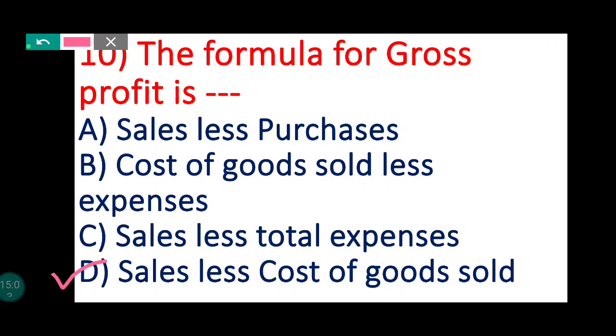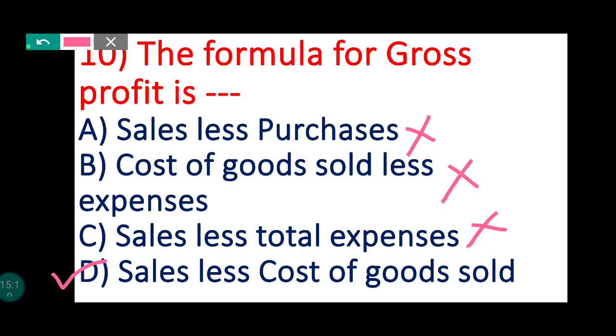Above given is sales less purchase, it is wrong. Cost of goods sold less expenses, it is wrong. Sales less total expenses, wrong. So GP you find out with the formula sales less cost of goods sold.